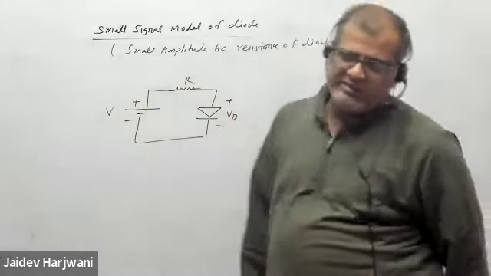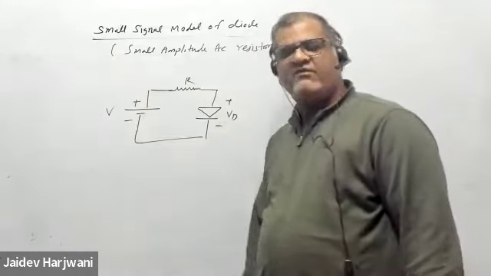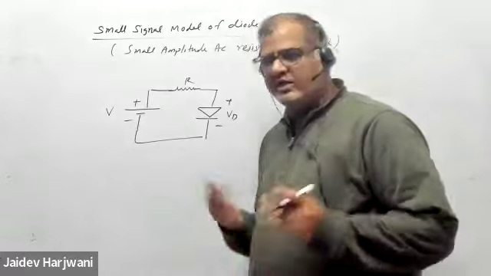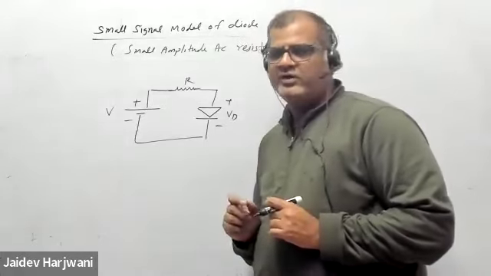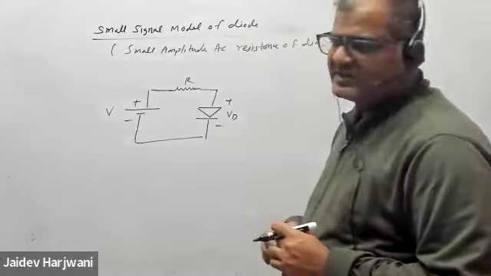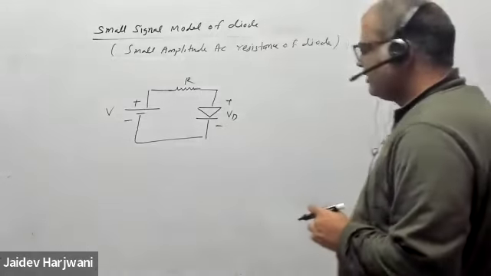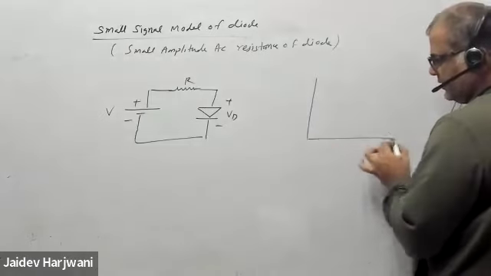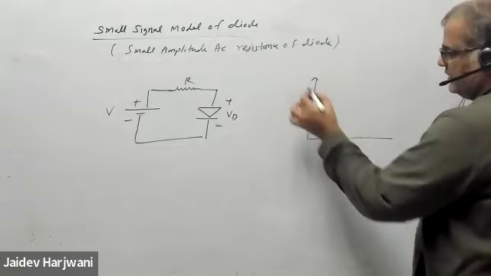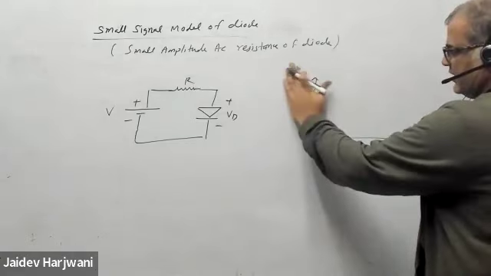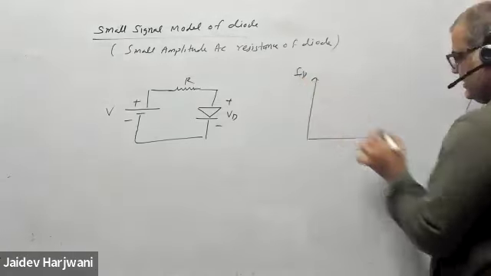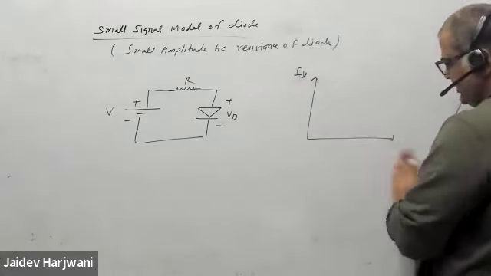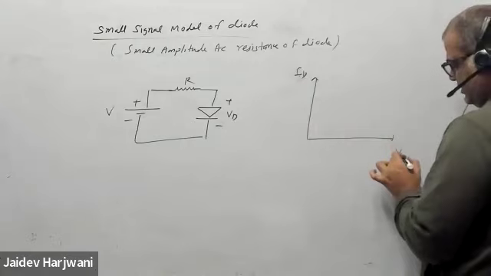VD can be anything. VD can be 0, VD can be 0.7 if it is silicon. If it is designed in some other way, VD can be 2 volt, 3 volt, anything can happen. How you design the diode, the PN junction, accordingly this VD can be anything. Now if I draw the IV characteristics for this diode, with current across diode ID and voltage across diode VD.